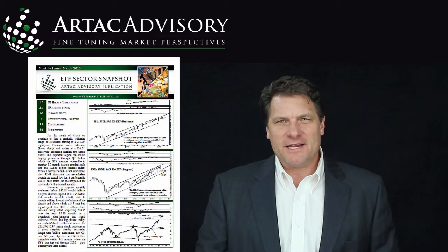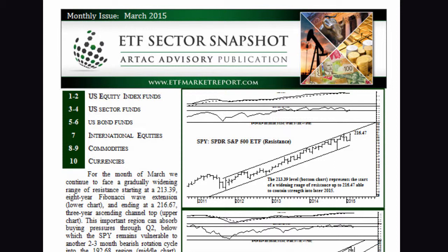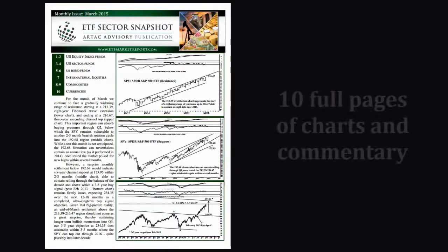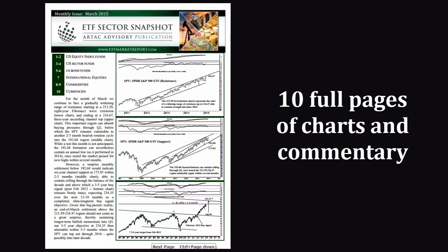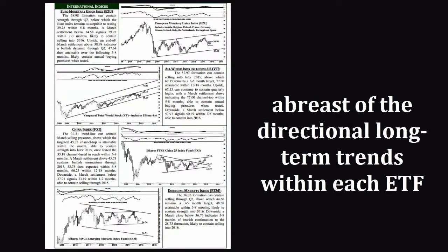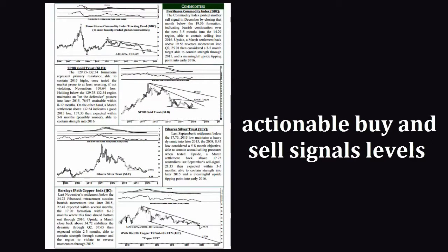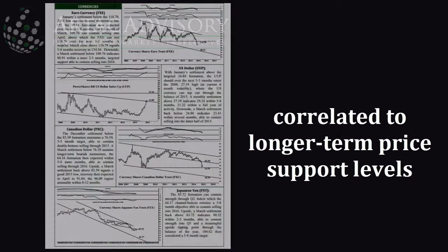Finally, the monthly ETF Sector Snapshot does as its name implies, providing a big picture snapshot of more than 30 popular ETFs, segmented into broad asset classes like U.S. equity indexes, U.S. sector funds, U.S. bond funds, international equity funds, commodities, and currencies. The publication contains 10 full pages of charts and commentary designed to keep long-term investors and portfolio managers abreast of the directional long-term trends within each ETF, including actionable buy and sell signals correlated to longer-term price support levels.